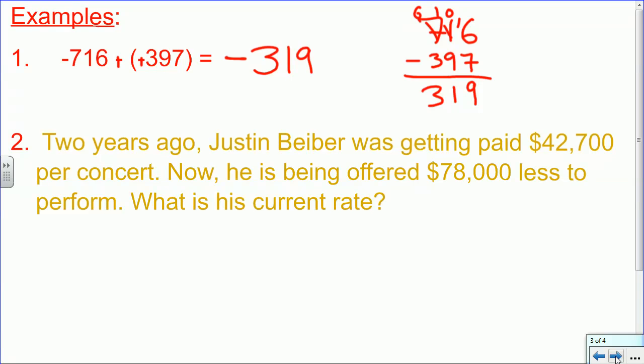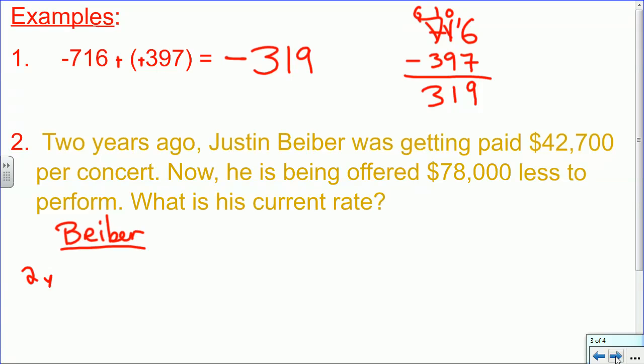Example number 2. 2 years ago, Justin Bieber was getting paid $42,700 per concert. Now he is being offered $78,000 less than that to perform. What is his current rate? Notes I would ask you to include would be something like, I don't even know if I spelled Bieber right. That's okay.